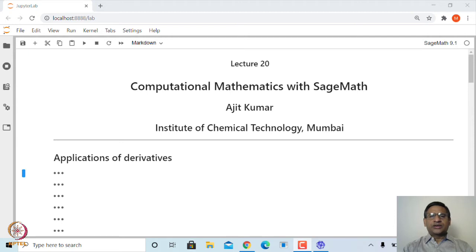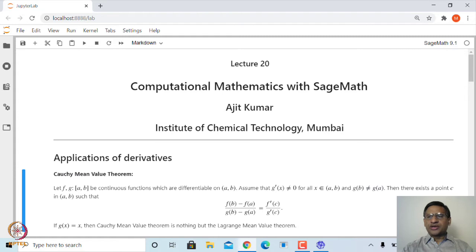We also looked at Taylor's theorem and Lagrange mean value theorem and its geometric meaning. So, I had asked you in that lecture to look at the Cauchy mean value theorem and its geometric meaning. So, before we look at some applications, let us look at the Cauchy mean value theorem.